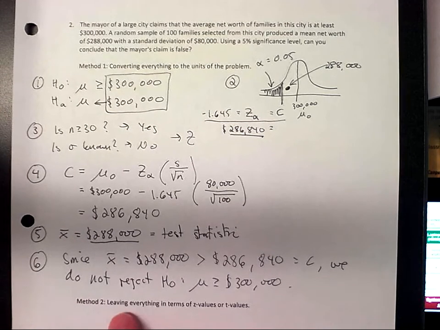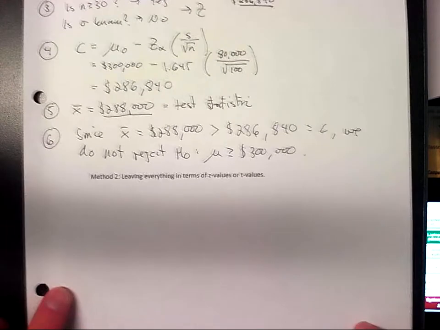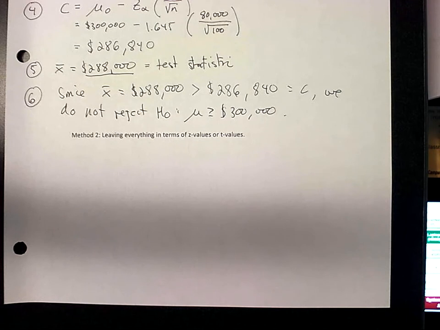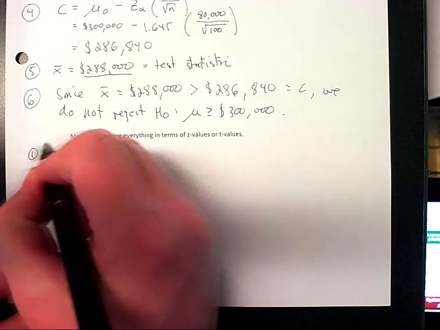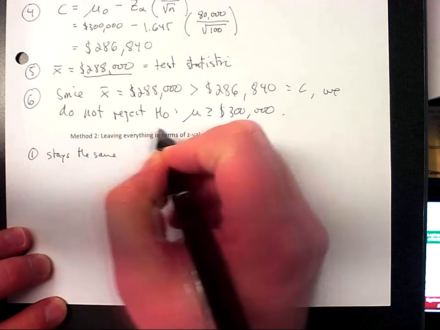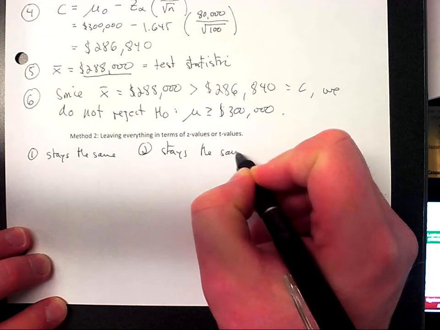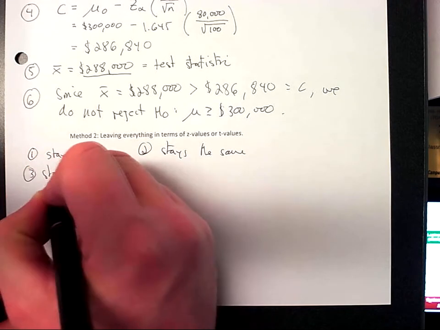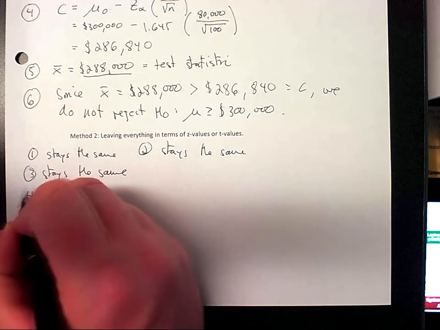All right. So is everybody good then that for method number 2, we're essentially just going to convert our test statistic to a z-value, and then we're going to compare z's to z's. All right. So let's do it. We said that the only real difference then is that we're converting our test statistic to a z-value, which means that step number 1 stays the same. Step number 2 stays the same. Step number 3 stays the same. And then step number 4.